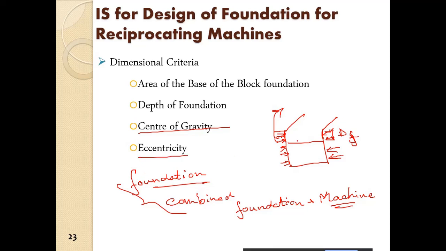So if the loading direction or the loading point is away from the center of gravity of the base area, there will be some eccentricity. If it is here, there will be some eccentricity. So what will be the effect of that eccentricity? There will be moments, destabilizing moments, so we have to assess that. We need to check that.